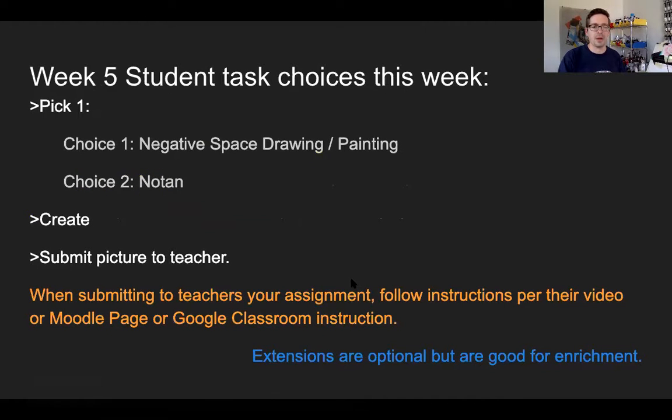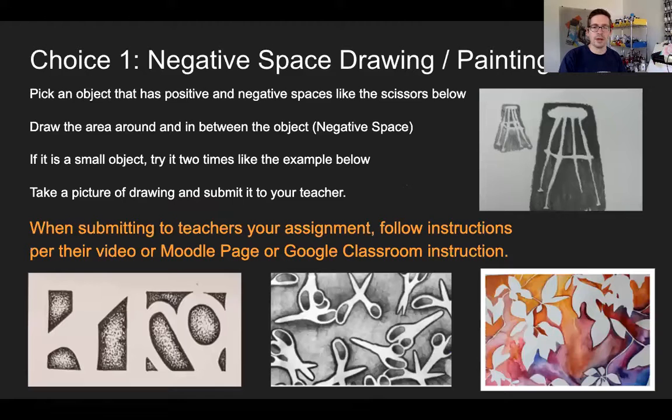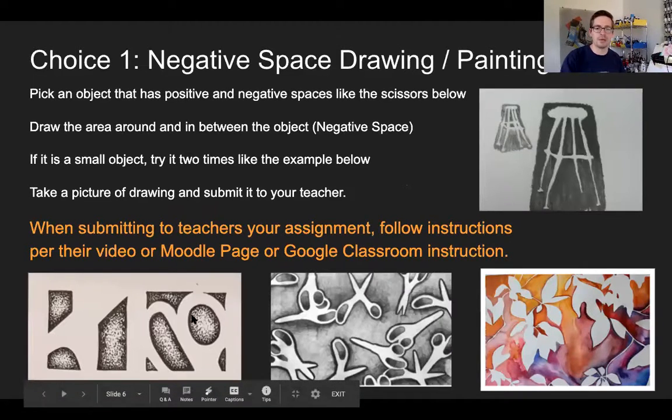And so again, you've got two options. It's negative space drawing and painting. I know some of you guys like to paint, or trying the Notan method as well. If we're looking at the negative space drawing and painting, here are some options to give you something to look at.